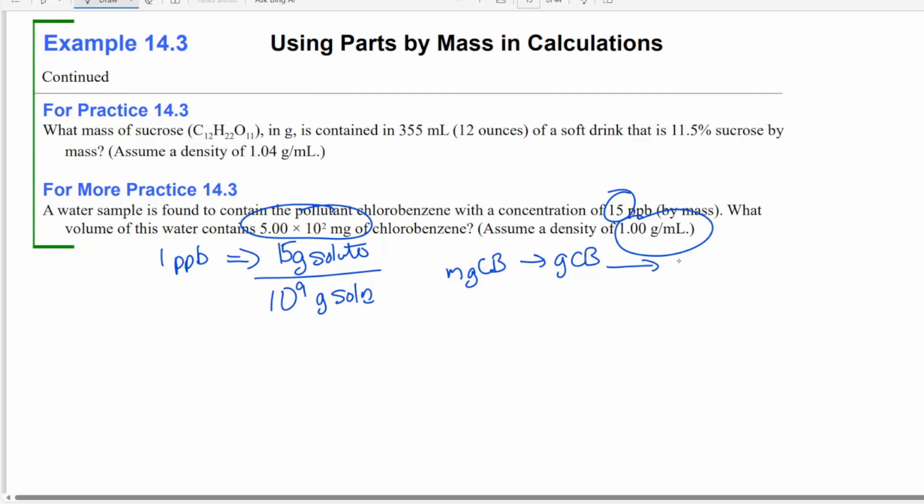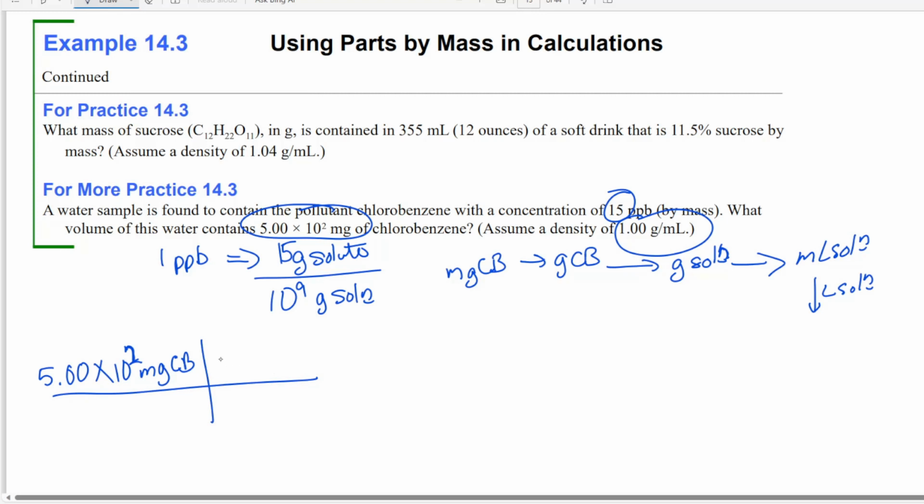Then we'll convert that to grams of solution, because we know 15 grams of chlorobenzene is in 10 to the 9th grams of solution. And then we'll convert that to milliliters of solution using the density, and then we'll convert that to liters of solution just to make it look a little bit cleaner because it's such a large volume. So we're starting with 5 times 10 to the second milligrams of chlorobenzene.